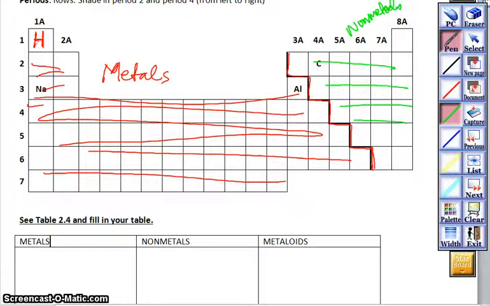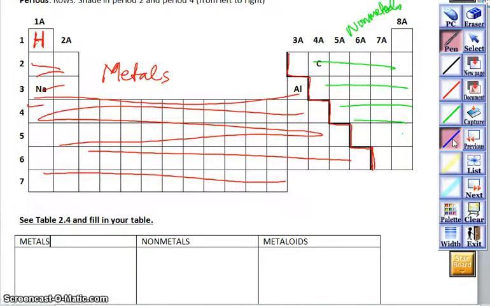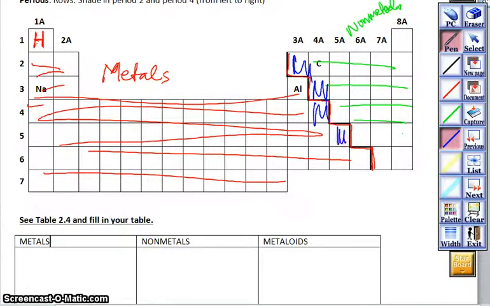Metals. Not sure if that's clear enough. And then there's another category, and those are the elements just right between the metals and the non-metals, and these are called metalloids. Hopefully I'm shading in the correct one, but do check your periodic table. I believe they kind of flank the line.